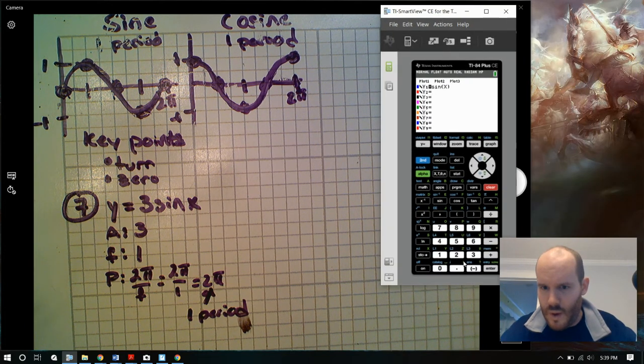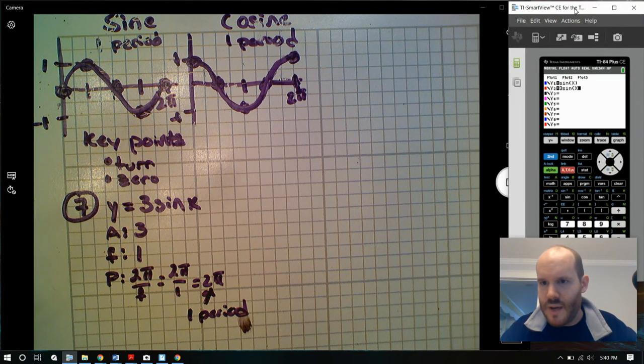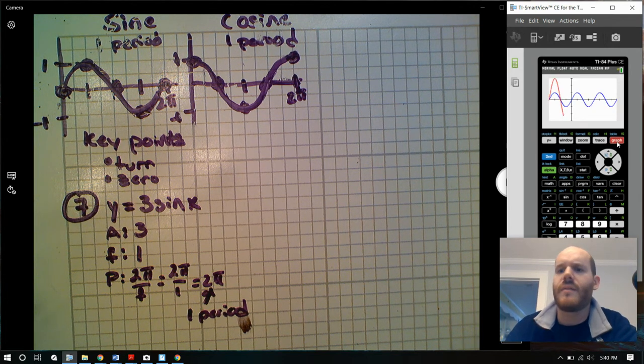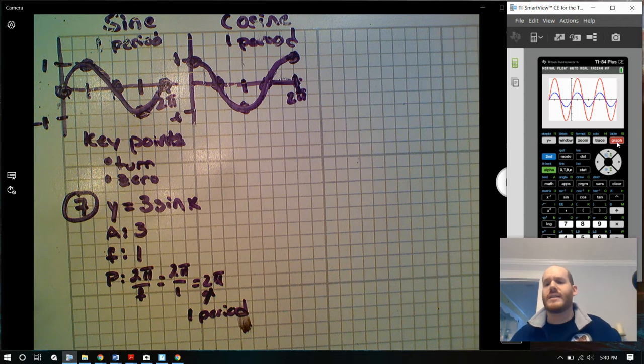So I'm going to do y equals 3 sine of x, and I'm going to graph that and compare it to my original sine graph. So my original sine graph is going to come up blue, but 3 sine x is going to come up red. So when I click graph, I have my original sine graph, and there is 3 times that original sine graph. So it's 3 sine x. And notice it's 3 times taller, and that's what the amplitude refers to.